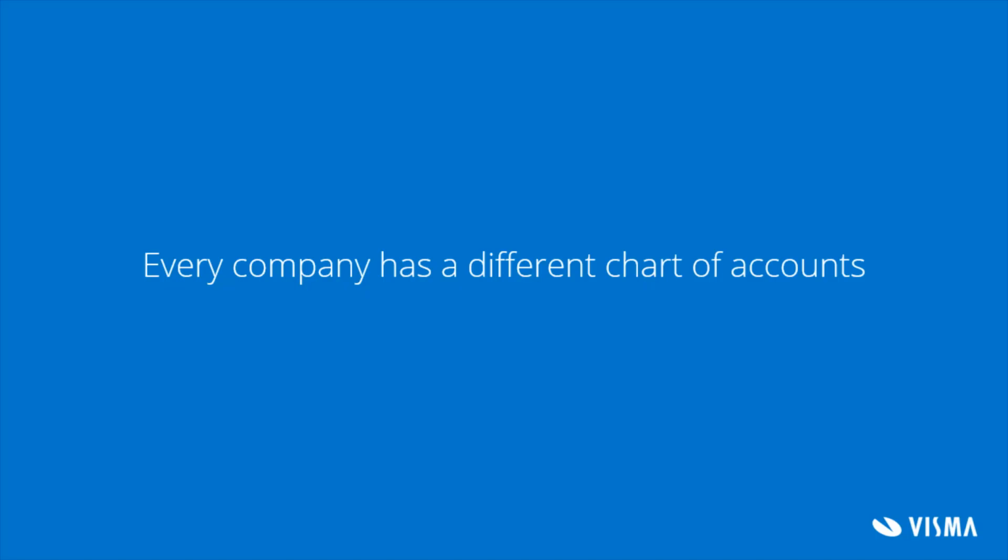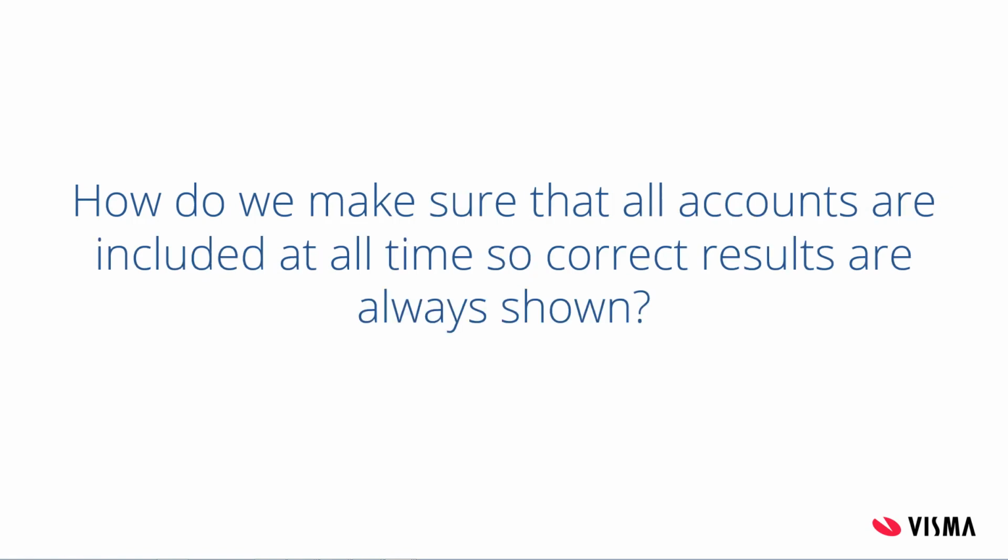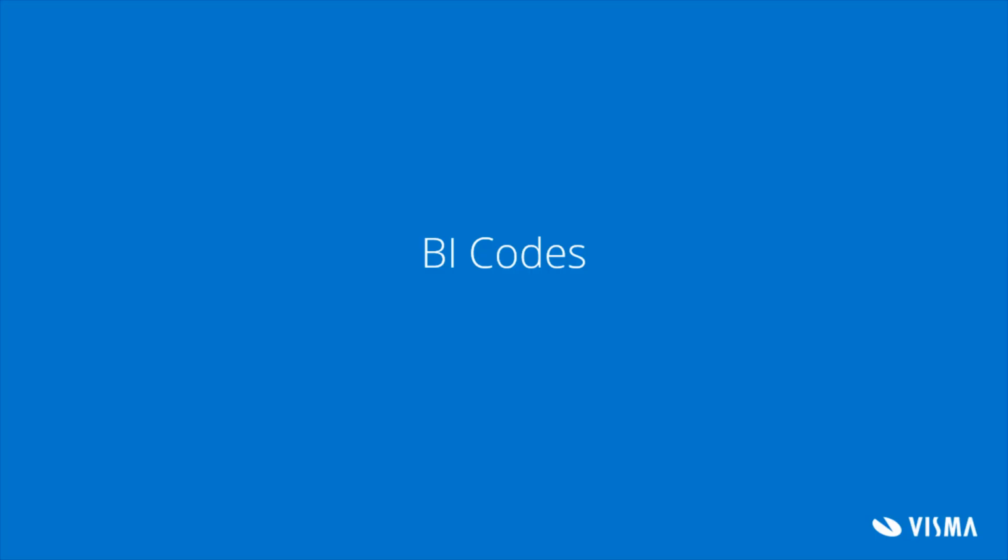Every company has a different chart of accounts. So how do you manage to make the calculation in Visma.net Insights the same way for all companies? And how do we make sure that all accounts are included at all times so correct results are always shown? For that, we have the BI codes.